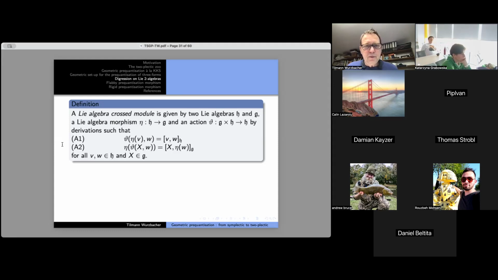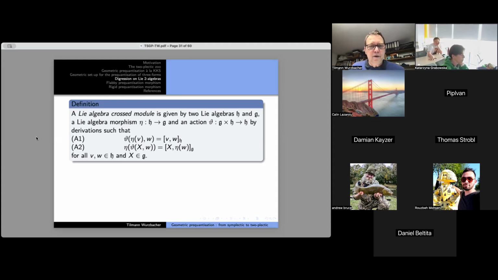So what is a Lie algebra crossed module? This is given by two Lie algebras, H and G. The second Lie algebra, G, acts on the first Lie algebra, and we assume it acts not only linearly, it acts by derivations. And we also have a morphism eta from H to G. And we ask for compatibilities, which, if you try to write them down from an algebraic point of view, are the only formulas you can write down.